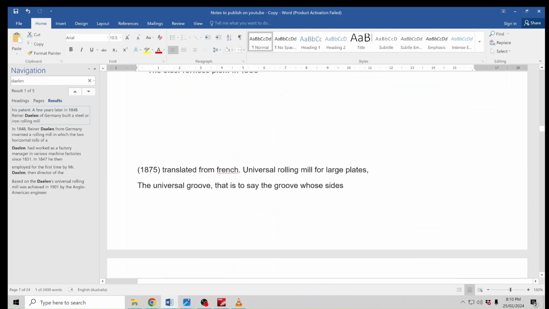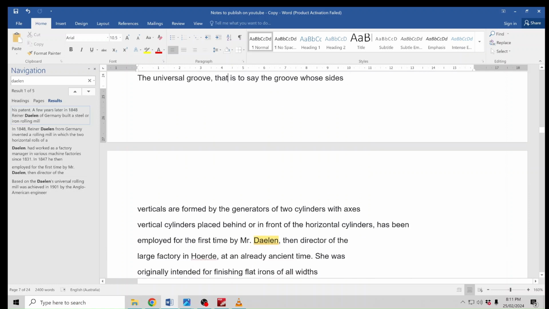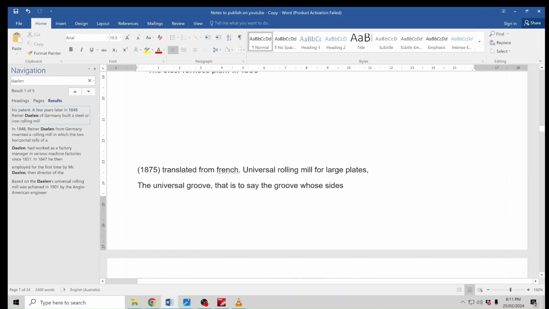But first, let's just look at a quick bit of speech that I translated from French. So universal rolling mill for large plates. The universal groove, that is to say the groove whose vertical sides are formed by the generators of two cylinders with the axis of vertical cylinders placed behind or in front of the horizontal cylinders. So I think this is where the name universal comes from. It's the fact that you can move these rollers into all these different sizes, and it's just so universal. So that's where the name originated from.